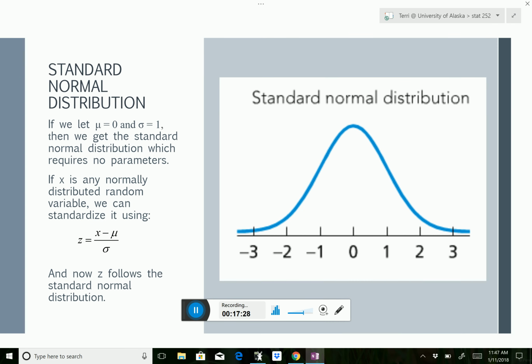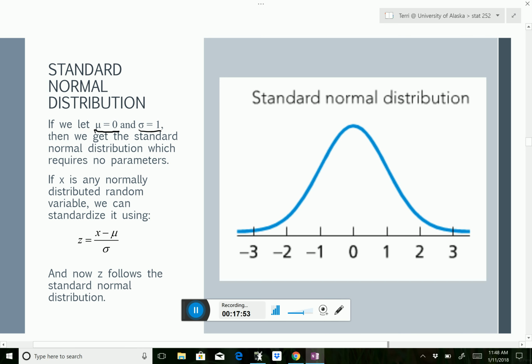So let's talk a little bit now about the standard normal distribution. Now, the standard normal distribution is a normal distribution in which mu is 0 and sigma is 1. So we're just here. Looks a little bit boring. And we get a normal distribution without any parameters. So we don't have a mu or a sigma. Mu is 0, sigma is 1, so it looks really nice.